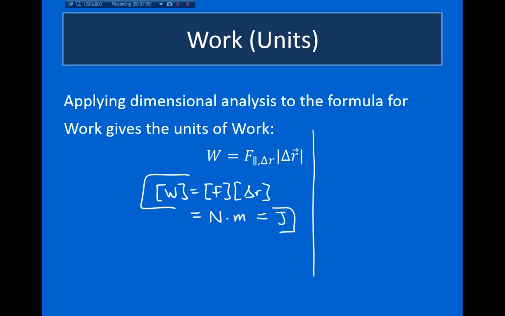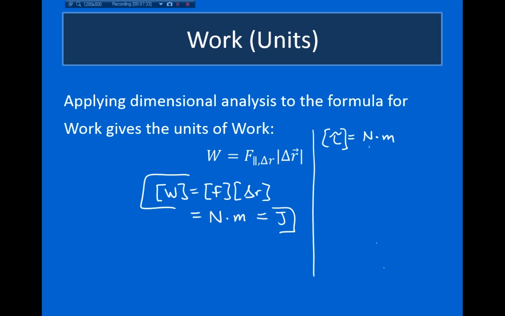Now I do want to make one side note here. When we talked about torque, we found that the units of torque were also equal to newtons times meters. But when we talk about torque, we call the units Newton meters. We don't use joules to describe torque. Joules are something that we use to describe work and energy. So even though the units of work are the same as the units of torque, we call the units of work joules, and we call the units of torque Newton meters.